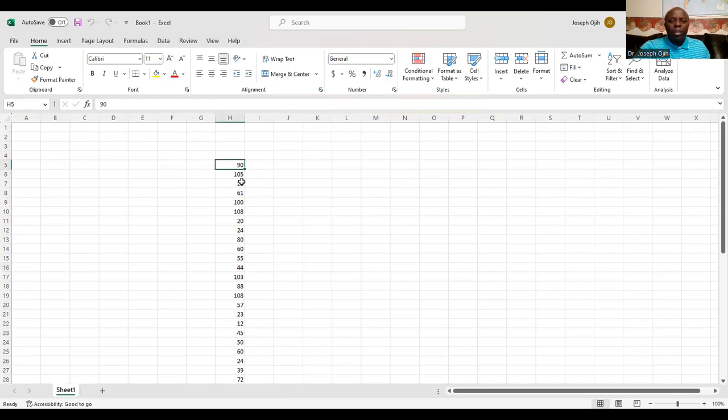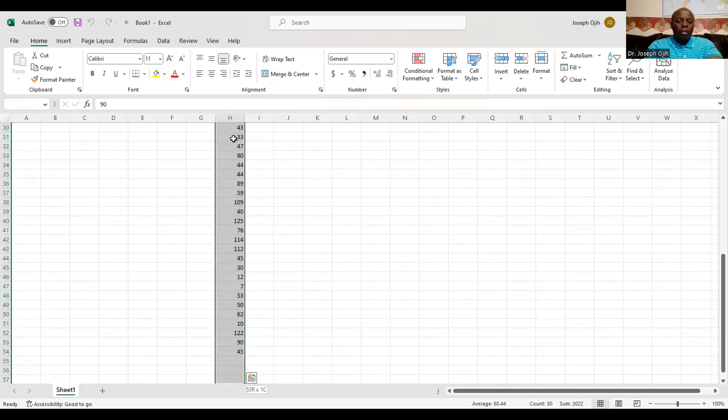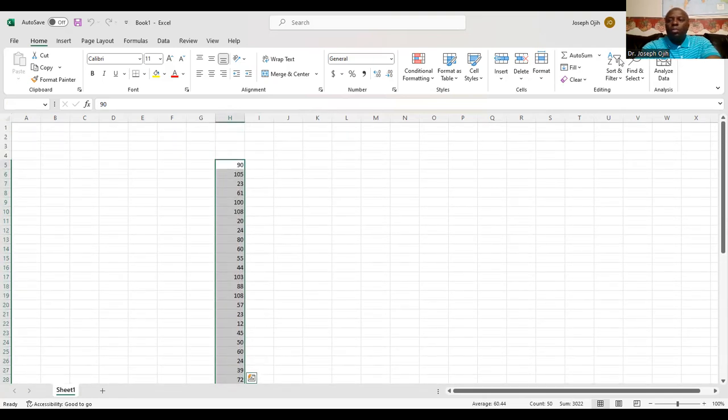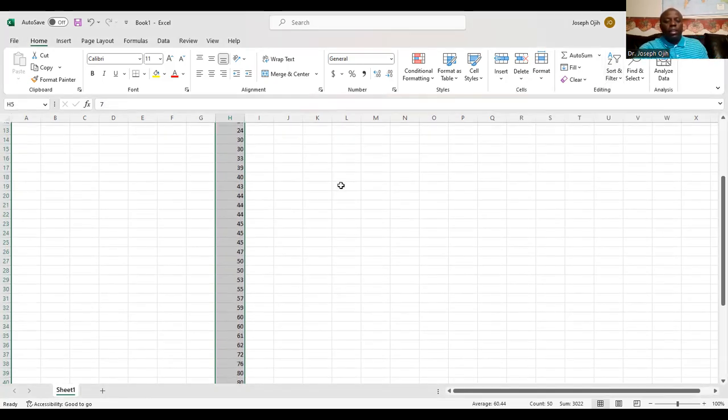I can arrange to make it easy for me. I can arrange this from smallest to largest. So I can highlight all of them and sort them. Click sort from smallest to largest. Can you see where I click on? Yeah, I know how to do that. Okay, I sorted it out.